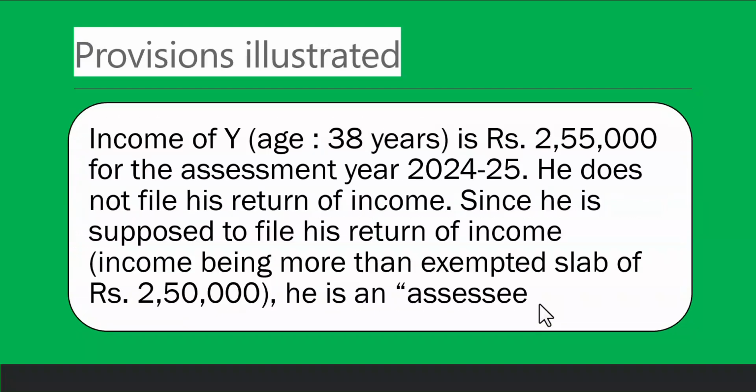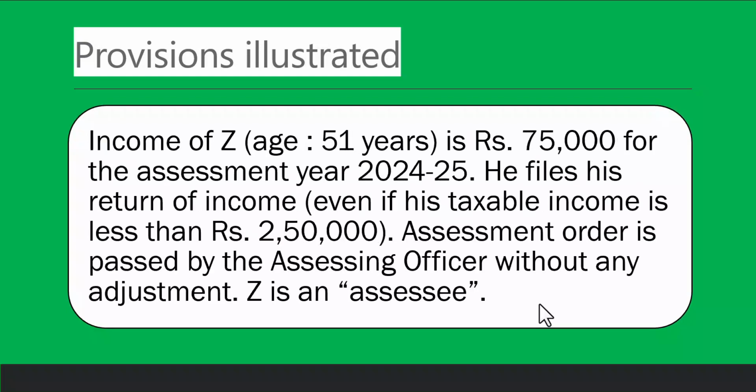Read this. Income of Y, age 38 years, is rupees 2,55,000 for the assessment year 24-25. He does not file his return of income. Since he is supposed to file his return of income, being more than the exempted slab of 2,50,000, he is an assessee. So your income is more than 2,50,000, but you have not filed your return. So you are an assessee. Income tax authorities can always take an action against you. That is a different thing, but you will be considered as an assessee. Okay, fine.